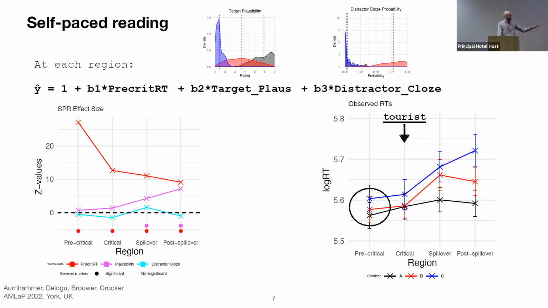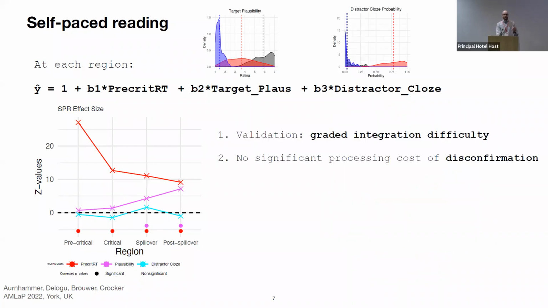And jumping directly to the Z values and p-values indicated by those little dots, of course, the pre-critical reading time predictor is very strong. That's not surprising. But indeed, plausibility actually explains variability in the reading times over and above both the other predictors here as well. So this was just a step of validating that the stimuli we created actually induce graded integration difficulty, right? And more of an aside, we didn't find any significant processing cost of the disconfirmation here.